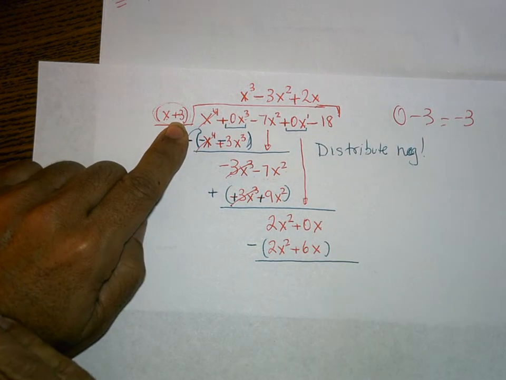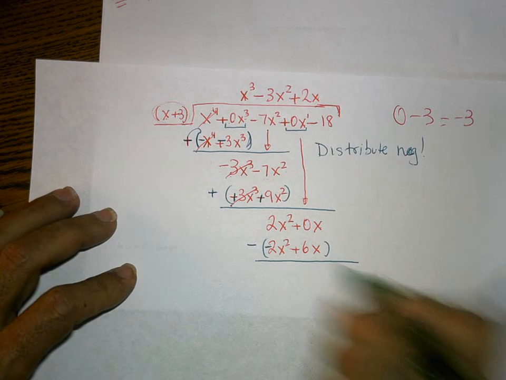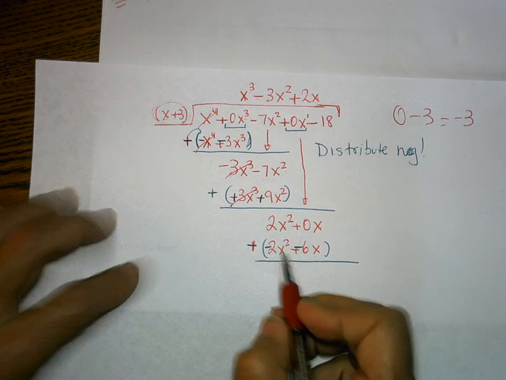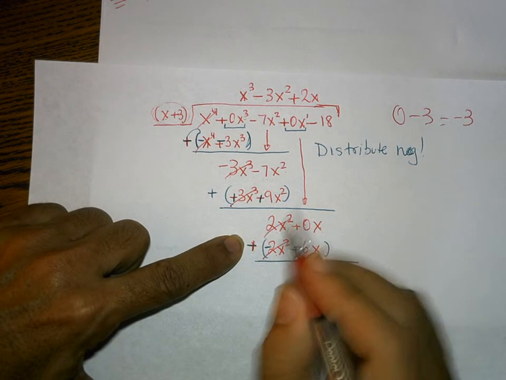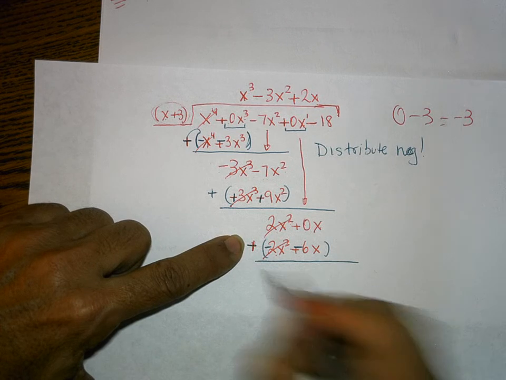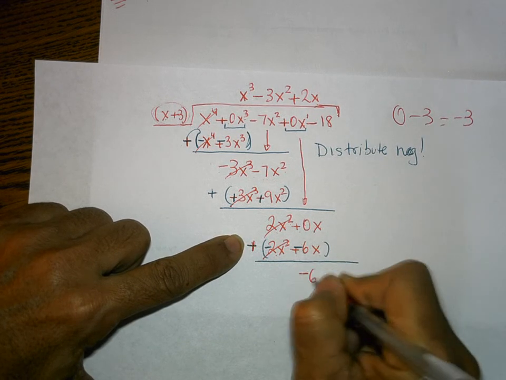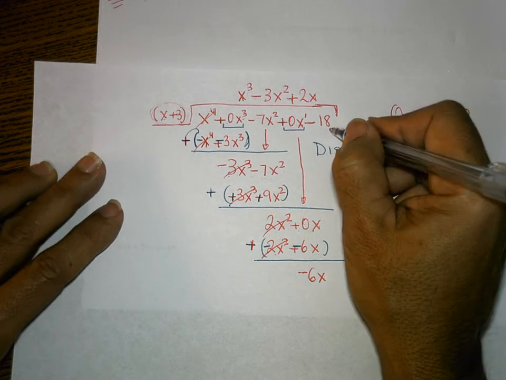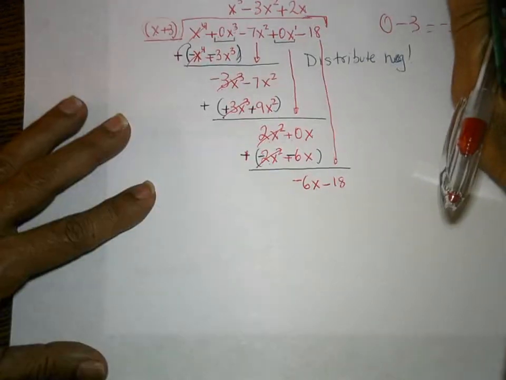Make sure you distribute the negative, so this is going to become negative 2x squared, and this is going to become negative 6x. So I'm adding 2 negative values. Positive 2x squared plus negative 2x squared is 0. We're eliminating only the first terms one at a time. 0x minus 6x is negative 6x. And the last thing I need to drop down is my negative 18. Slowly, one at a time. Make sure I get all, oops, there we go.